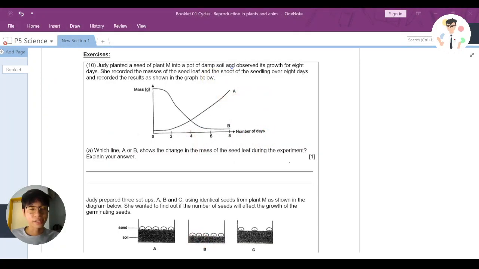Welcome back to digital class, and this is a discussion for our booklet reproduction in plants and animals. And now we're looking at this question together.